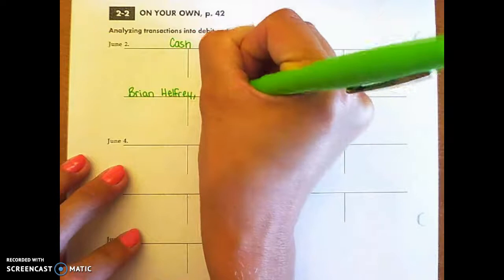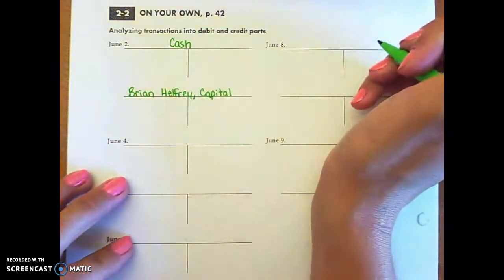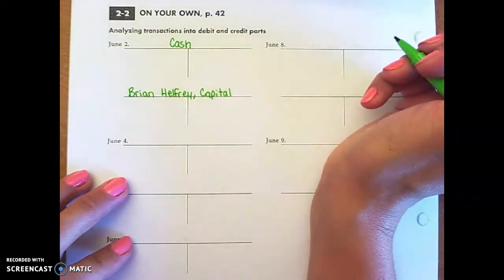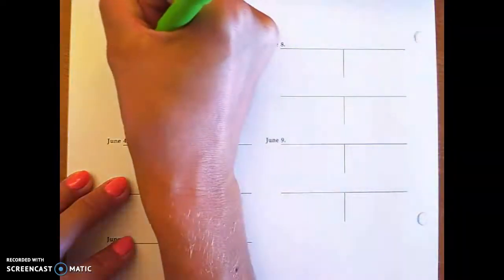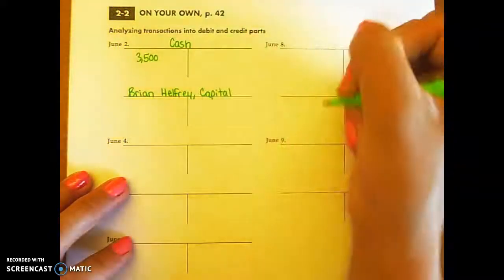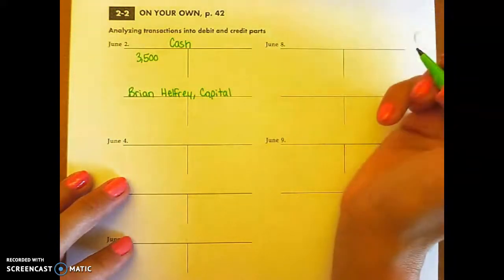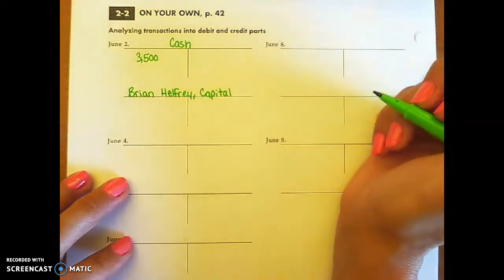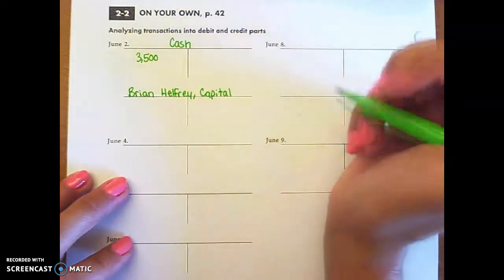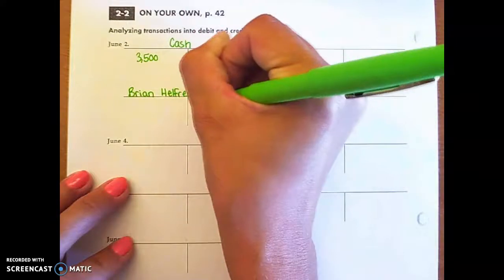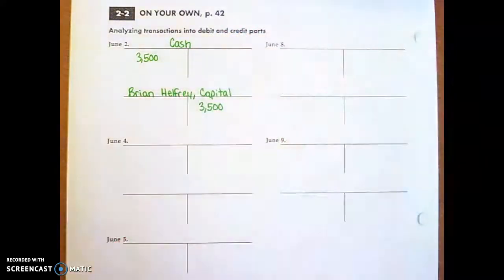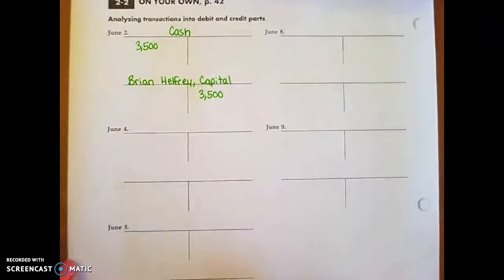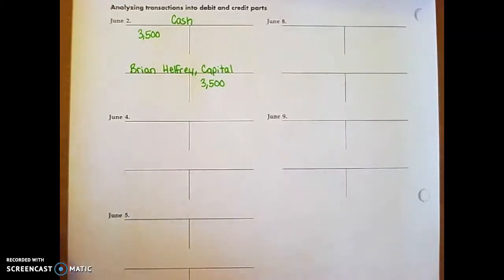Our cash is an asset account, and it is increasing, and assets increase with a debit. So cash will receive a debit of $3,500. Brian Helfrey, capital is also increasing. It's an owner's equity account, and their normal balance is a credit. So it will receive a credit of $3,500. Where the normal balances are in your T accounts is just something that you will have to memorize, and the more transactions you do, the easier it will come to you.